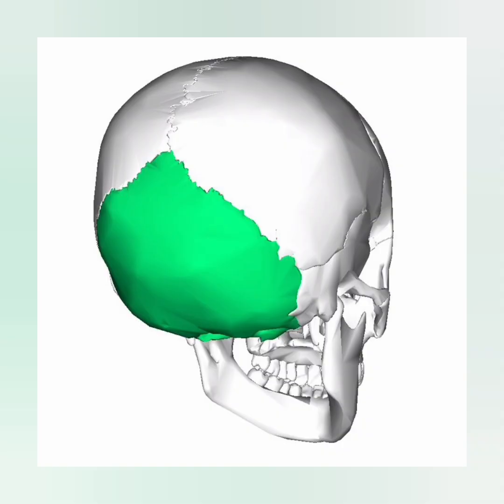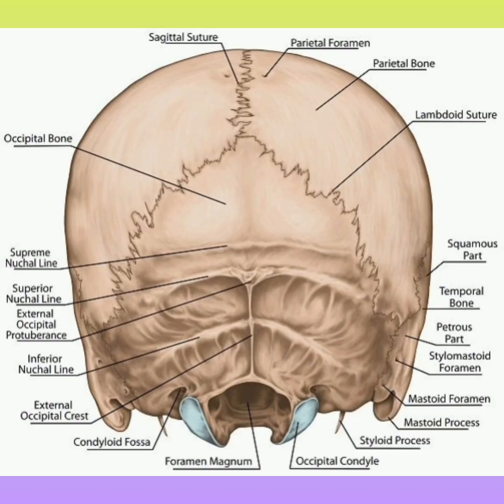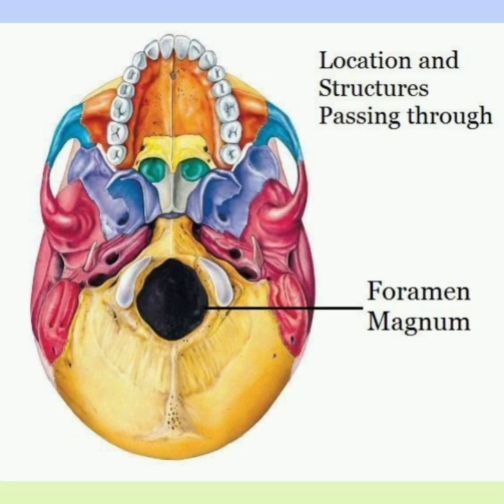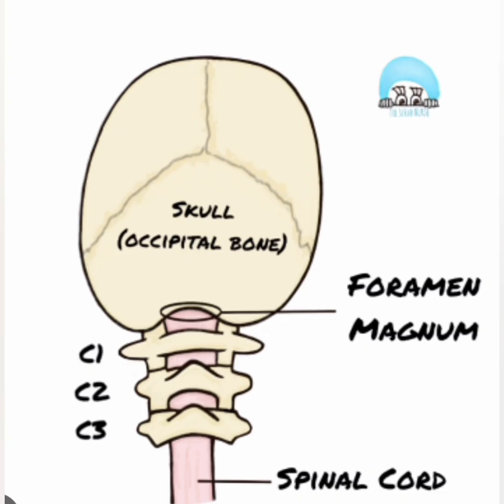Let us discuss the occipital condyle. These are the convex processes that emerge out from the occipital bone. Any skull which has 2 occipital condyles is dicondylic. The occipital bone has an opening known as the foramen magnum. Through the foramen magnum, the spinal cord emerges out.